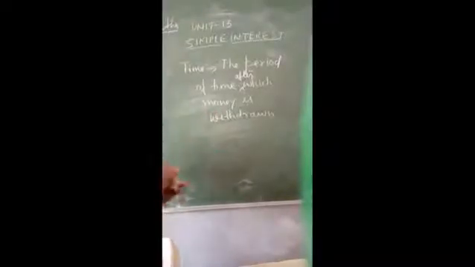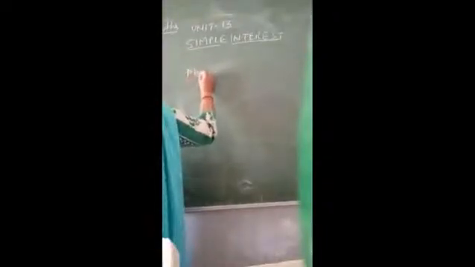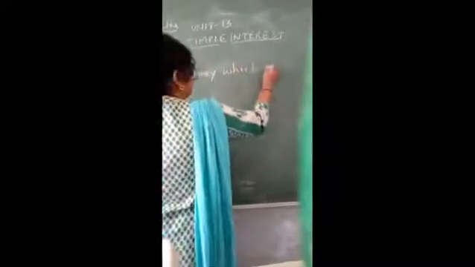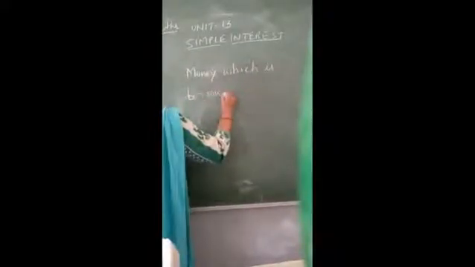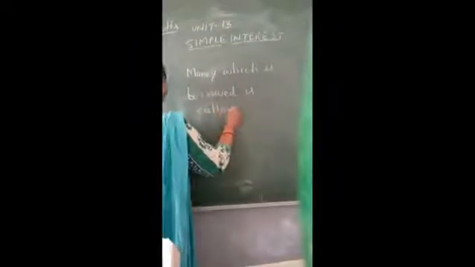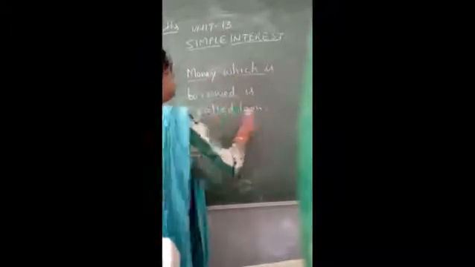And also the bank gives some amount, that is called loan. The money which is borrowed, children, is called loan. What is a loan? The money which is borrowed is called loan.